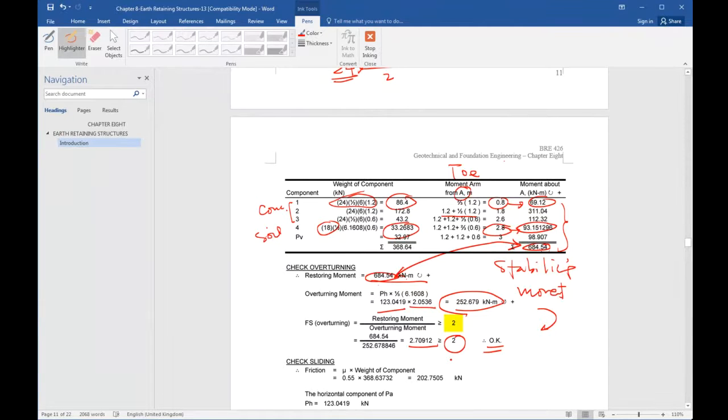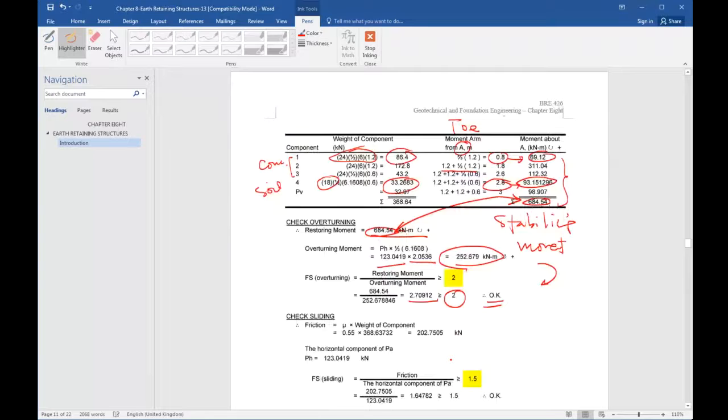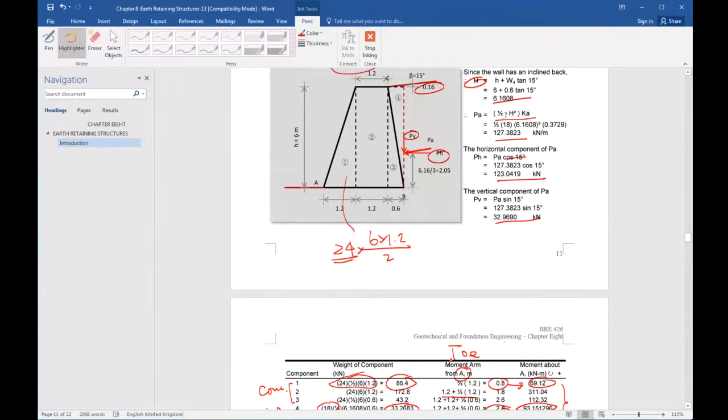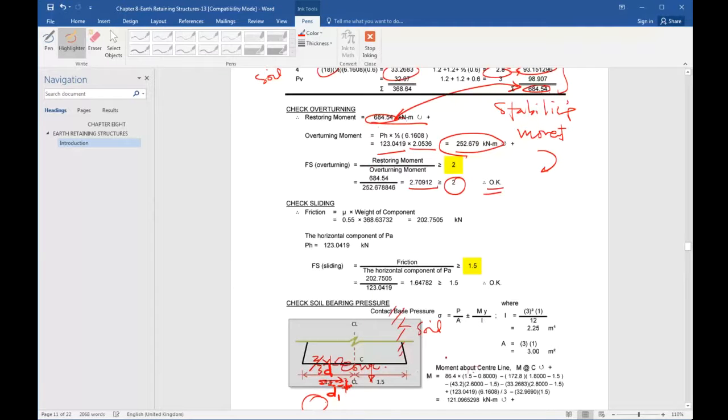Now, what's the sliding force? The pH, right? The pH is the sliding force, 123 something. So that is the sliding force. Now, what is the base friction? Well, it's equal to mu times N, the friction law, which is the vertical weight. What's the vertical weight? Here, right? That is the vertical weight.